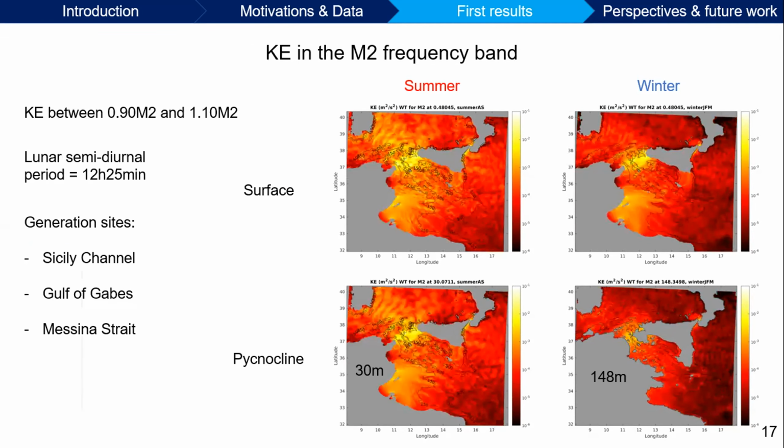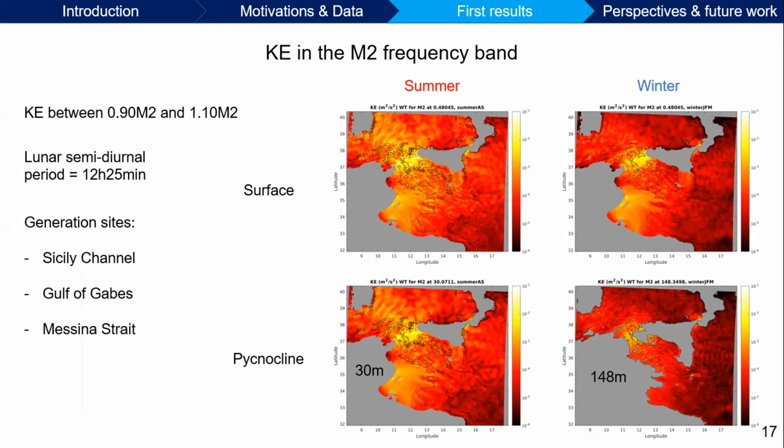Now, if you look at the semi-diurnal frequency band, the one of the M2 tidal constituent, you can see that it's simpler. We have three generation sites: the Sicily Channel, the Gulf of Gabes, and the Messina Strait, which is well known for its solitons.